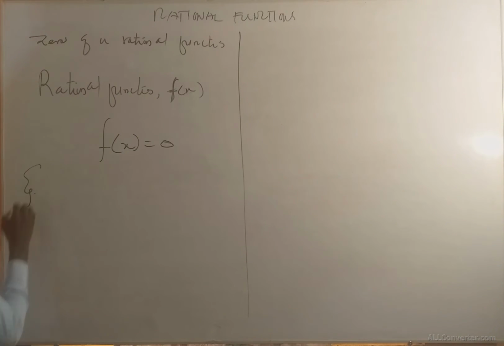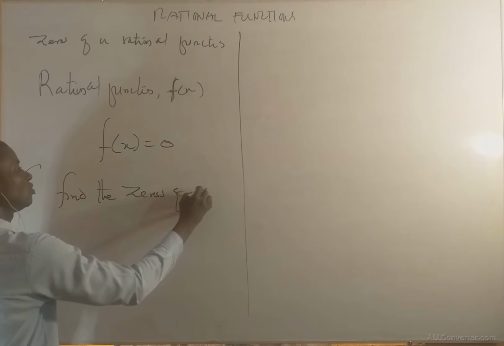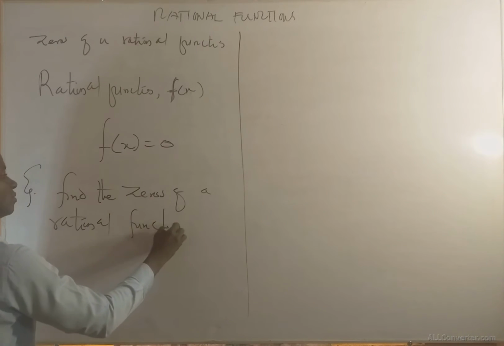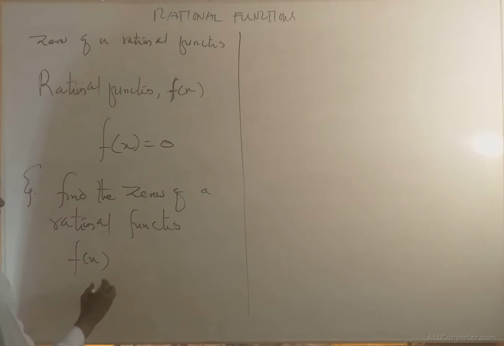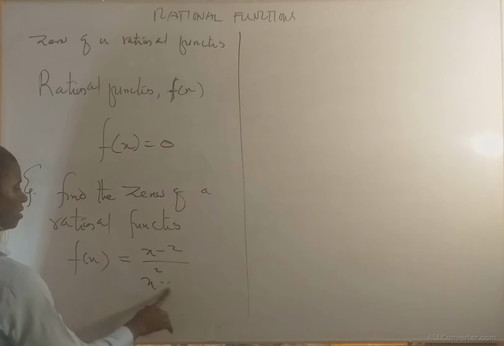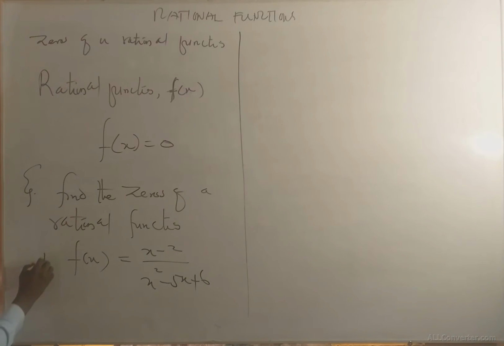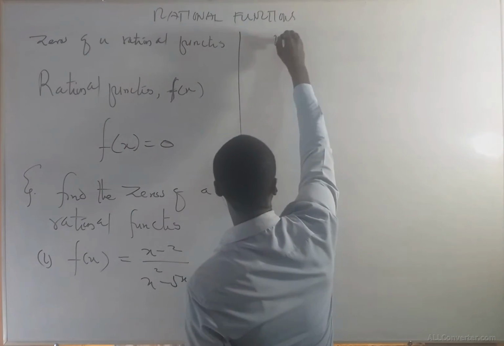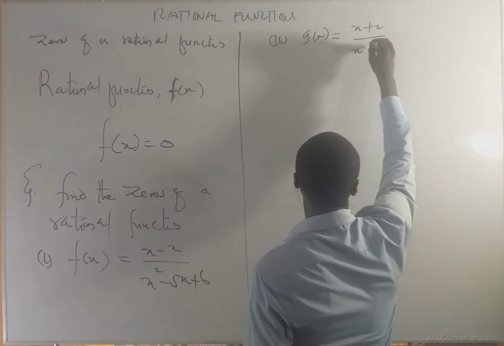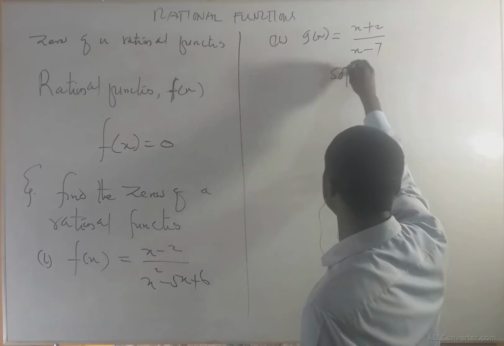So let's assume we have to find the zeros of the rational function. We are given the rational function f of x equals x minus 2 over x squared minus 5x plus 6. Find the zeros of the rational function. This is the first one. Then the second one, g of x is equal to x plus 2 over x minus 7. So this is what we are given, and we have to find the zeros of these rational functions.